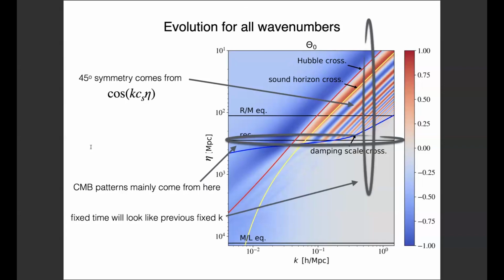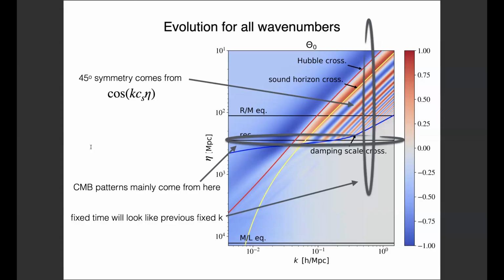It's because you have a cosine. The oscillations are described by a cosine of k times this integral. But c_s is almost constant. It just decays a bit at the approach of recombination. If I take c_s to be constant, this integral, which should be written like this in principle, will become k c_s eta. So it features the product k eta. And for this reason, you have this symmetry.